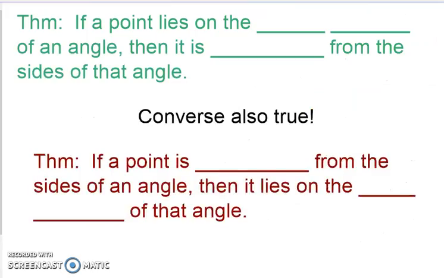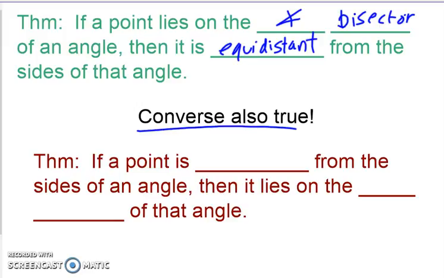Okay, I want to introduce a related theorem which says that if a point lies on the angle bisector, so we're not talking about the perpendicular bisector anymore, we're talking about the angle bisector of an angle, then it is equidistant from the sides of the angle. The converse is also always true. So if a point is equidistant from the sides of an angle, then it lies on the angle bisector of that angle.